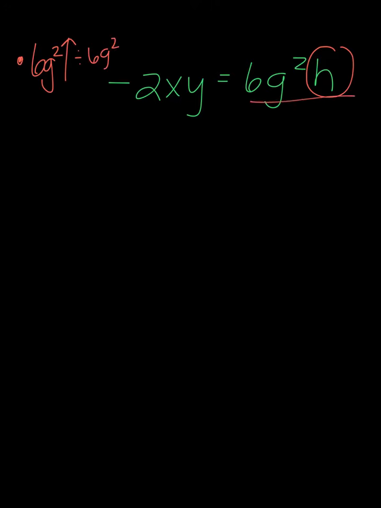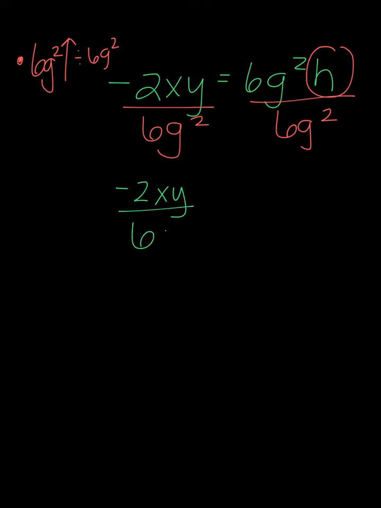So I'm going to divide this side by 6g squared and this side by 6g squared, and I'm left with negative 2xy over 6g squared equals h. The 6g squareds cancel when they're divided. I don't want to leave my answer like this though, because if I look at my coefficients, that is a fraction that can be reduced.